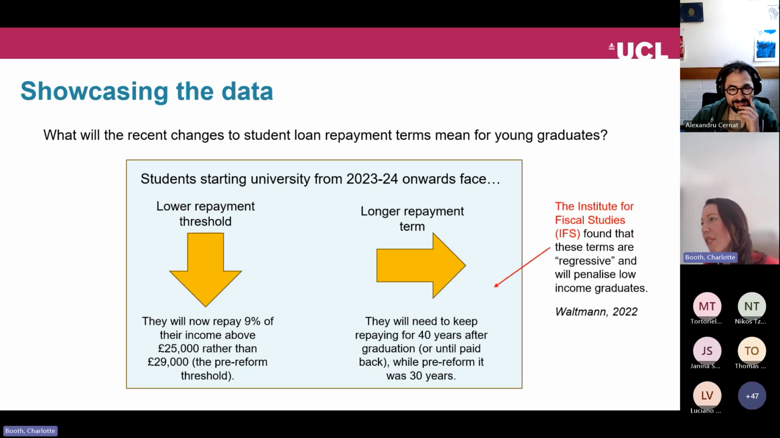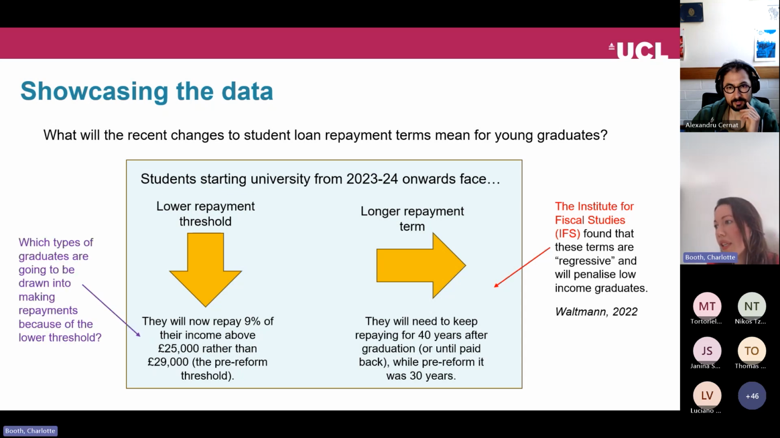An analysis had been done by the Institute for Fiscal Studies, by Ben Waltmann, and they found that the changes were, they called them regressive, because they are going to penalize low-income graduates the most. It would also be beneficial to higher income graduates, in the sense that they would repay their loans faster and therefore end up paying less interest.